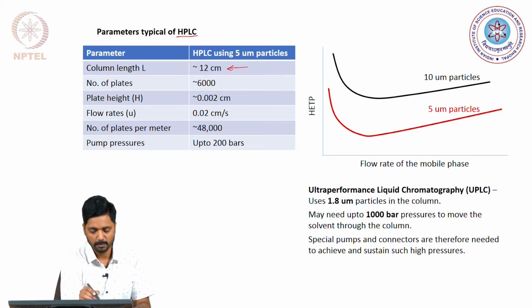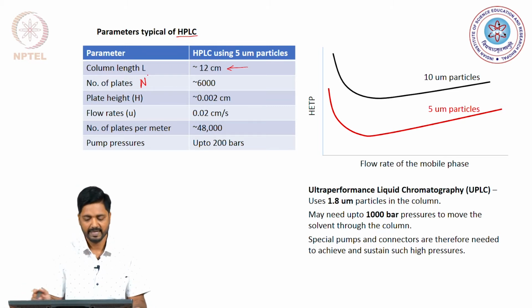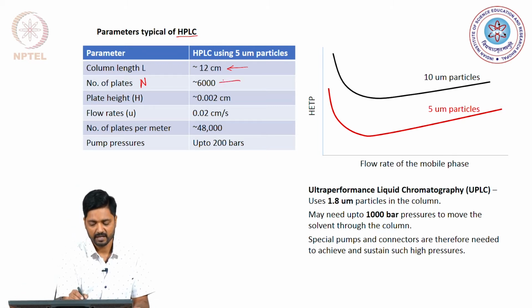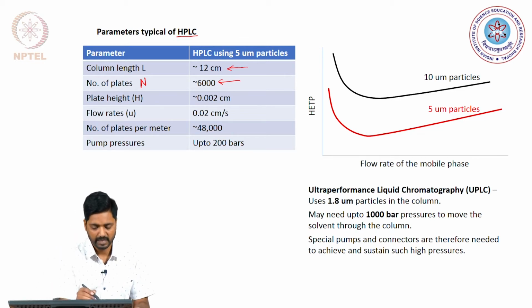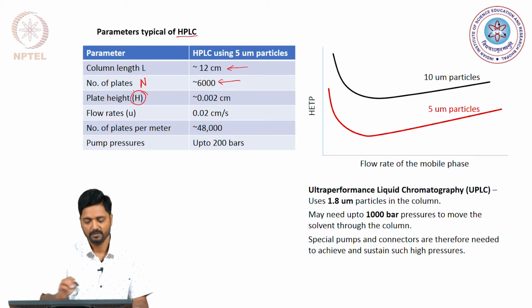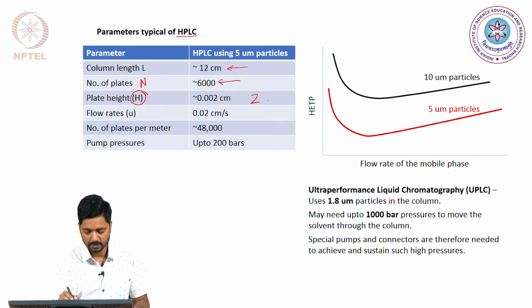Of course, the number of plates n, or the plate count, is decently high, and it is in the range of about 6000 for this small length of the column. As a consequence, we can calculate the plate height, which now comes out to be about 2 microns.